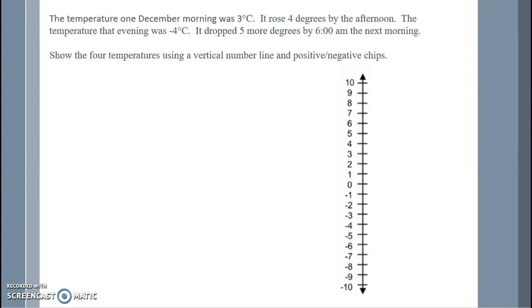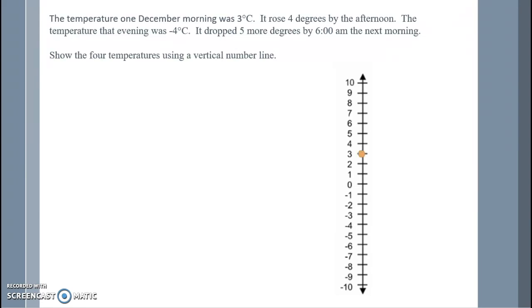The temperature one December morning was 3 degrees Celsius. It rose 4 degrees by the afternoon. The temperature that evening was 4 degrees Celsius. It dropped 5 more degrees by 6 a.m. the next morning. Show the 4 temperatures using the vertical number line. We're not going to use positive negative chips because we're not actually adding or subtracting together, but one moment here.